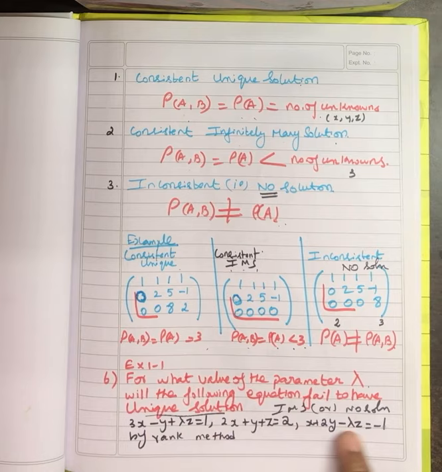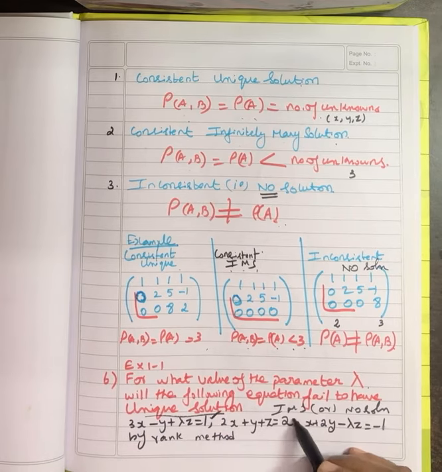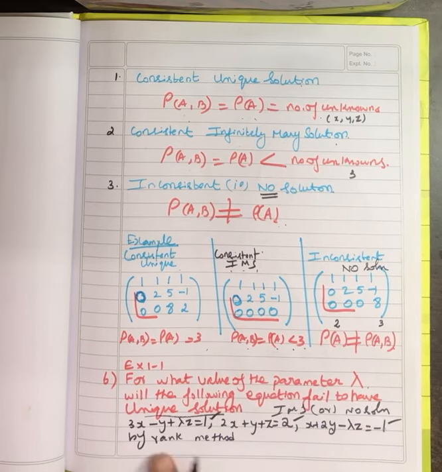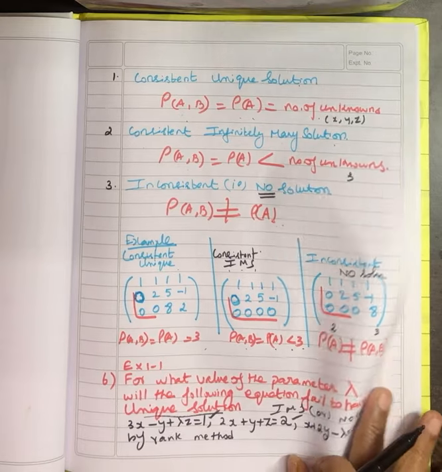So they have given 3 equations. Always check the constants on the other side of the equal sign. You have to use the rank method, obviously.